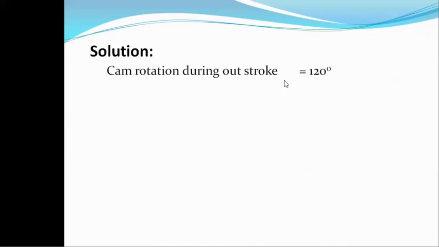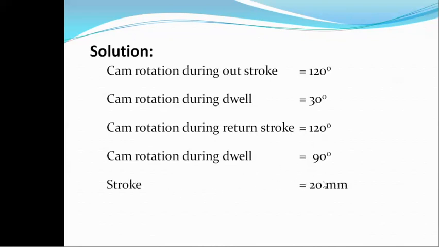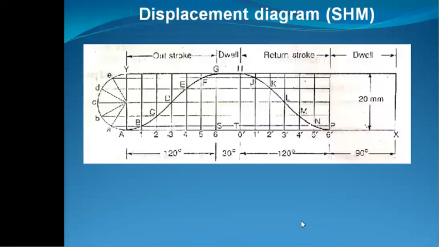Cam rotation during outstroke is 120 degrees, during dwell 30 degrees, during return stroke 120 degrees, and during the remaining dwell period 90 degrees. The stroke is 20 mm, and the minimum radius of the cam is 25 mm. Now the displacement diagram, you can see here.